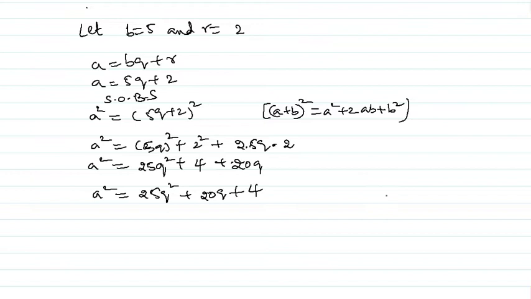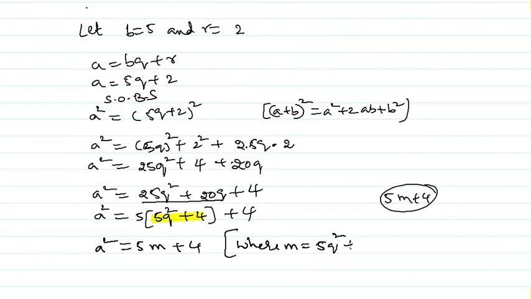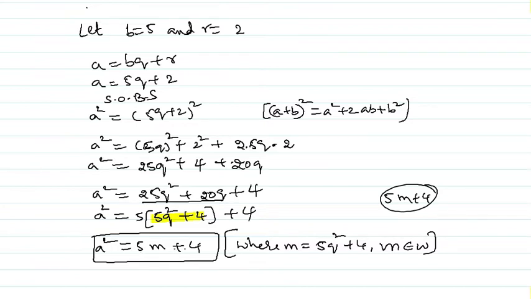So now we need to show the 5m plus 4 form. So we can write here a square is equal to, take the 5 common from these two terms, so 5. The remaining term will become 5q square plus 5 times 4 is 20, plus 4. Now observe the form here, m value is 5q square plus 4. So a square is equal to 5m plus 4. Now write down where m is equal to 5q square plus 4 and m belongs to whole number. Now we got the square of any number in the form of 5m plus 4.